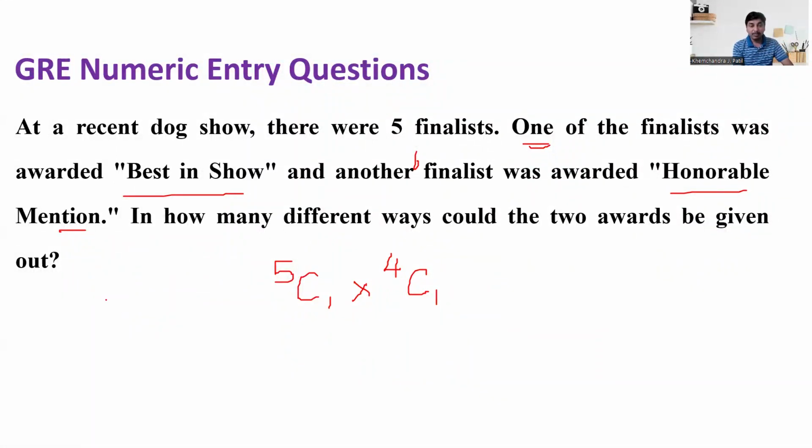So these are the number of ways. Your answer must be 5C1, which is the standard form. 5C1 is 5. 4C1 is 4. So 5 fours are 20. So 20 is the answer to this particular question.